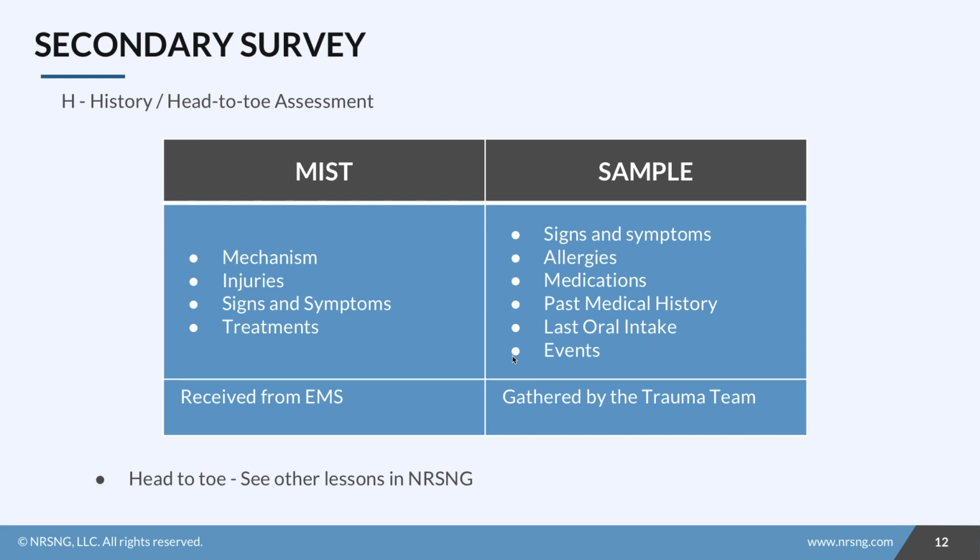The first part of information we're going to get is from EMS in the form of what we call the MIST. And that stands for the mechanism of injury, the injuries they've sustained or identified in the field, the signs and symptoms they were showing, and the treatments that EMS gave them. It's really important to know, did EMS give epi? Did EMS intubate a guy? Did EMS wrap a wound that we haven't seen?